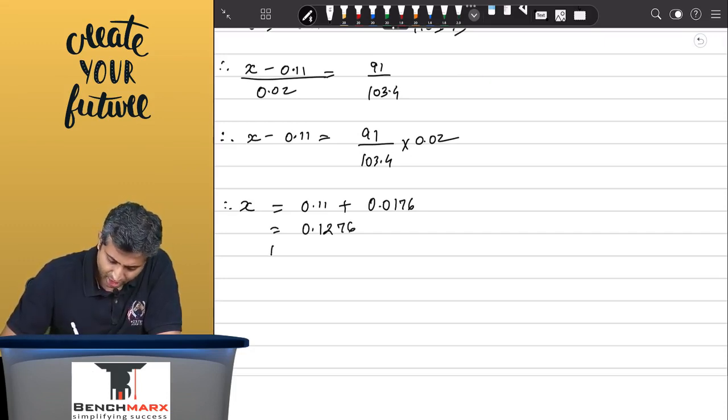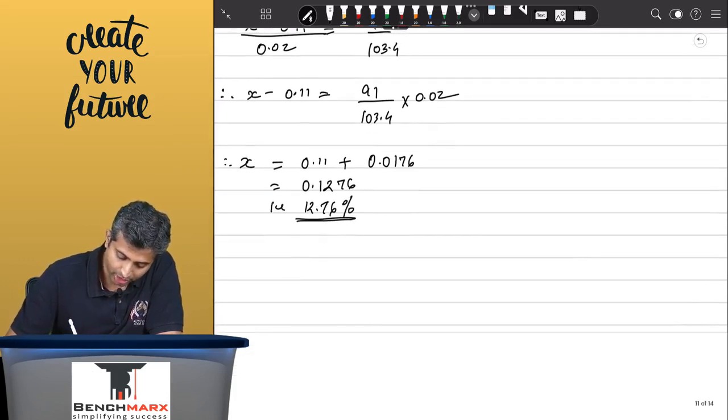I guess, that is 12.76%. So the yield, the YTM on the ABC bond is basically 12.76.